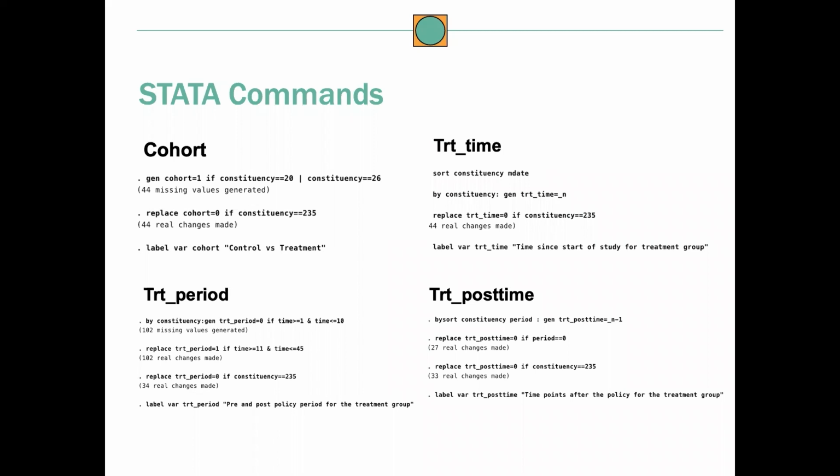For our treat period, we assigned pre-periods a value of 0 and post periods a value of 1. And then we assigned all values in the control group a value of 0. And for treat post time, we counted the number of observations after the policy introduction. We also considered the month the policy was introduced as month 0 and assigned pre-periods a value of 0, as well as the control group a value of 0.